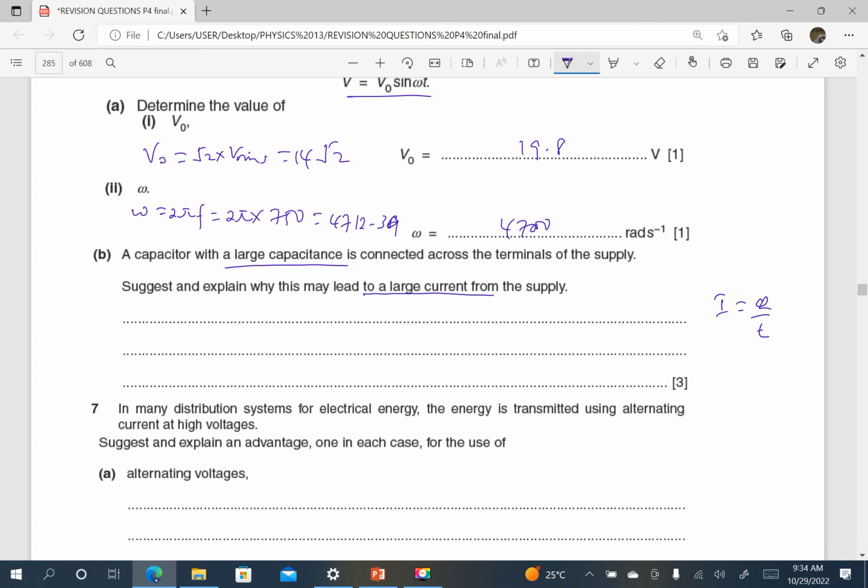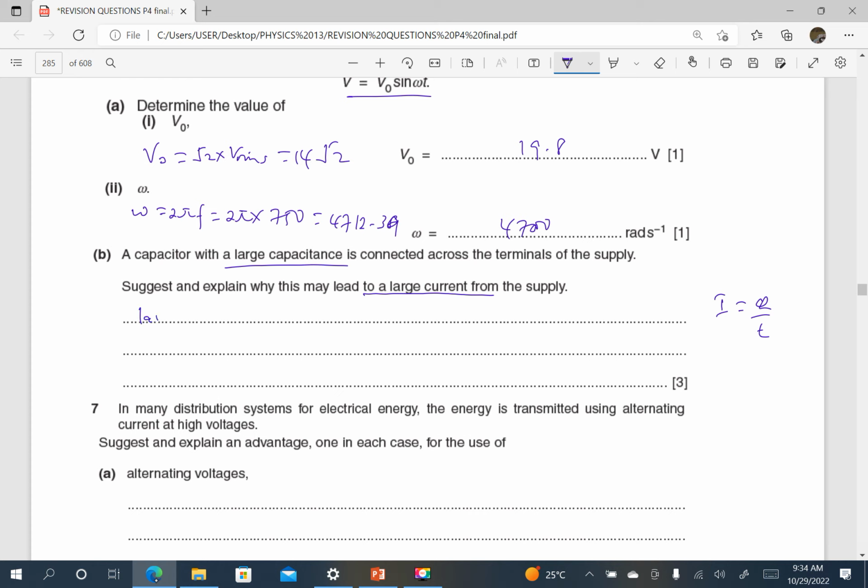So if there is a large amount of charge required to charge the capacitor, then the capacitor would charge and discharge rapidly, in a very short period of time, meaning Q over T will be larger. So it means the current will be larger.